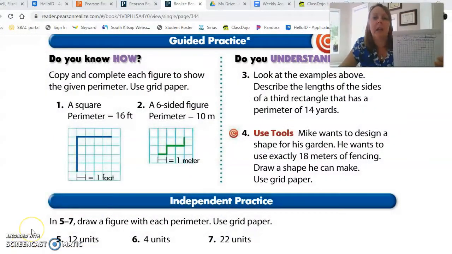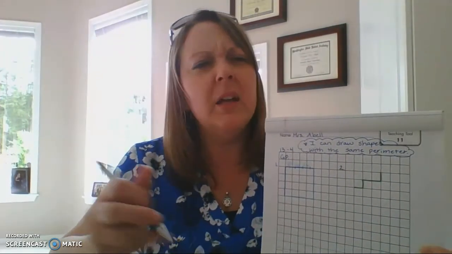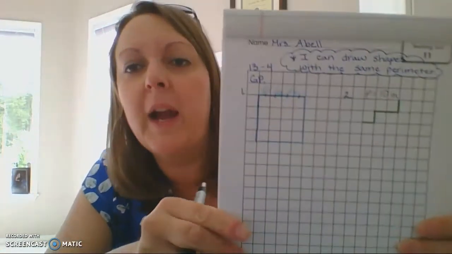All right, now let's look at number 2. Number 2 is asking us to have a 6-sided figure or a hexagon with a perimeter of 10 meters. So instead of being a foot, now each gap hash mark is 1 meter. It needs to be 10. And just so I don't forget, I'm going to write that the perimeter equals 10 meters. So I'm going to write it right there.